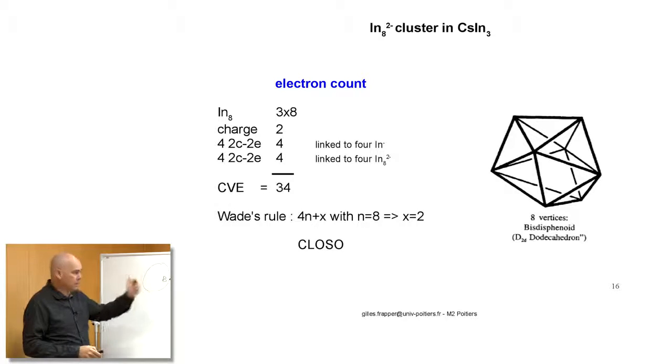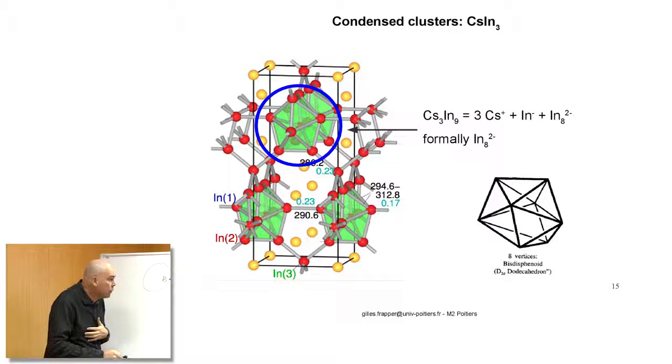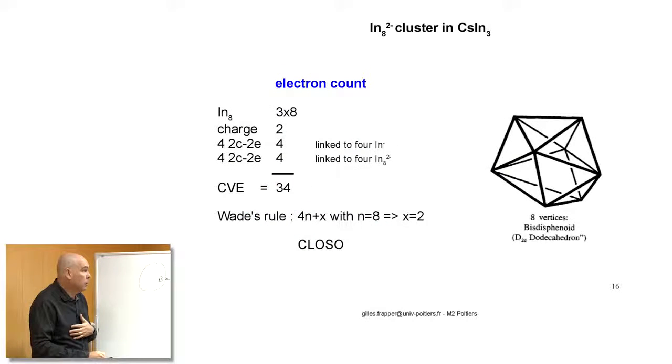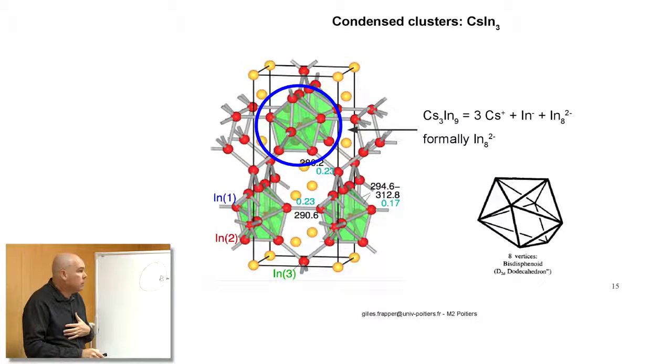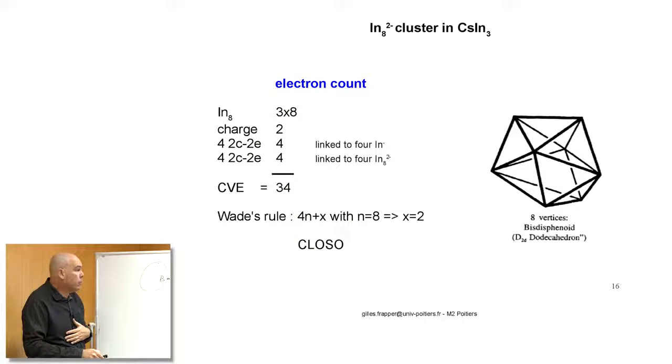And here, if you look at the structure, you see that you have 2-center, 2-electron bonds here: 1, 2, 3, and 4. So you have this cluster which is linked to 4 In minus, so 4 times 1, and you also have this connection of one cluster with another cluster, here, in this plane. One cluster here and another cluster here, through 2 single bonds. You see? So you have 4 2-center, 2-electron bonds, so you may count 4 electrons. So the total is 34.